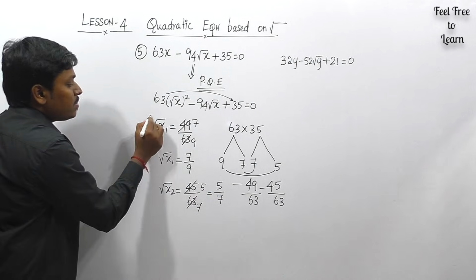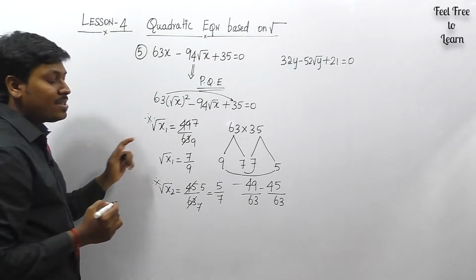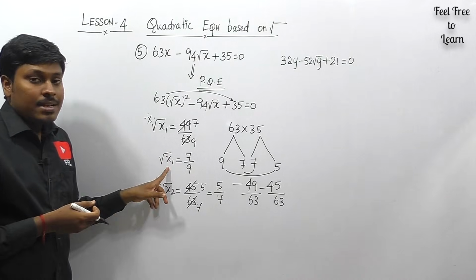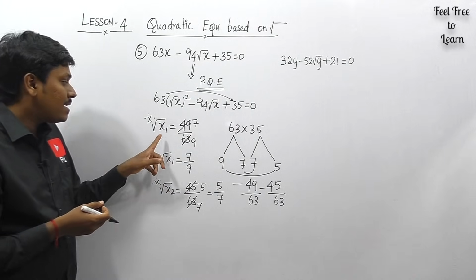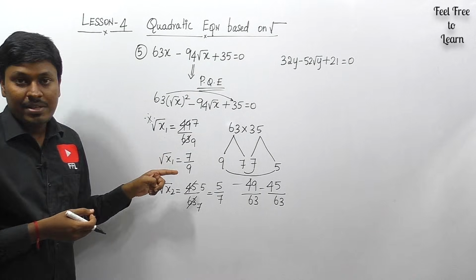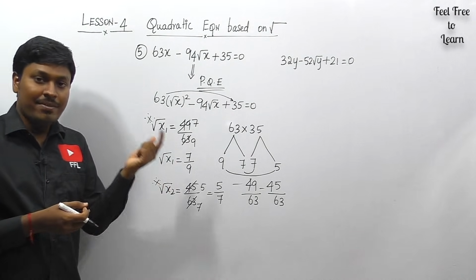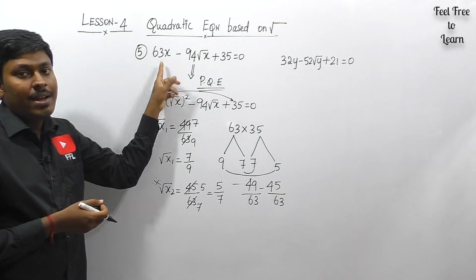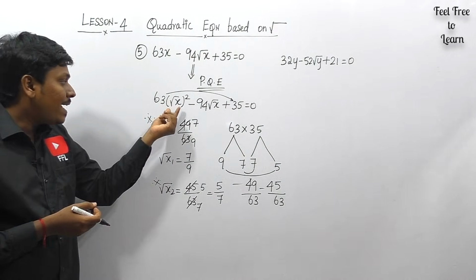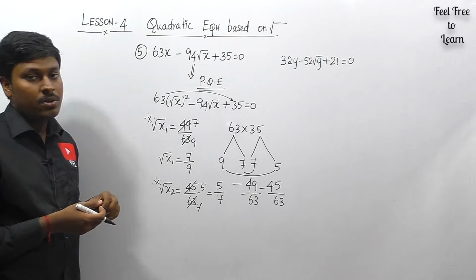So friends, the difference between the previous question, lessons number 1, 2 and 3, and this question is important. Why we are writing this as root of x is most important, because in the previous question we used to write this as x1 and x2, but in this question we are writing this as root of x1 and root of x2. Why? Because in the previous quadratic equation, the x value looks like x square and x and a constant, but here the x is in terms of root of something. So you need to write this as root of x1 and root of x2.